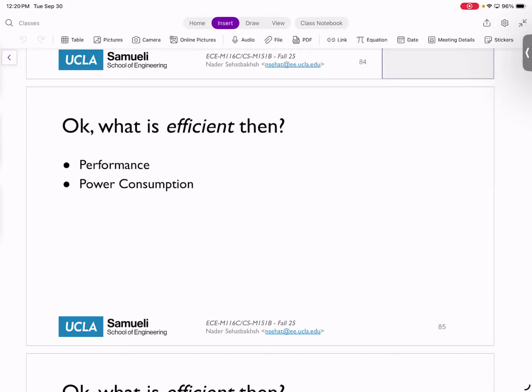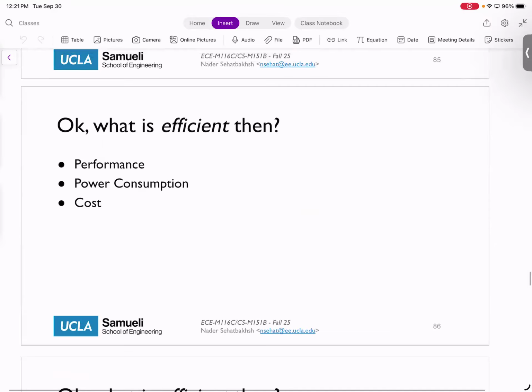In this class, we're not going to talk much about power efficiency. We're going to mainly focus on the features that help us get better performance. But just keep in mind that there is a whole bunch of things that are also done on the power efficiency side as well. And then, as someone said, cost is another important thing.